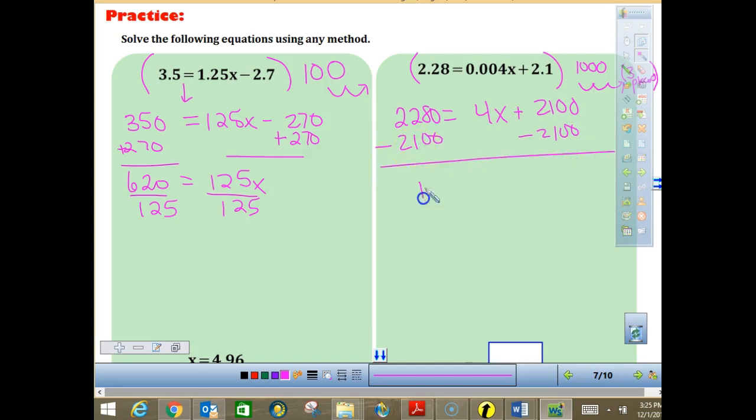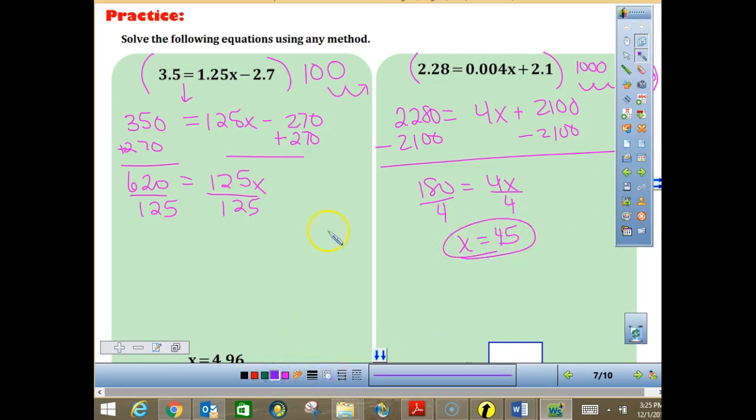So when we do that, we're left with 180 equals 4x. And this one actually comes out nice, not even a decimal, right? X equals 45. Okay.